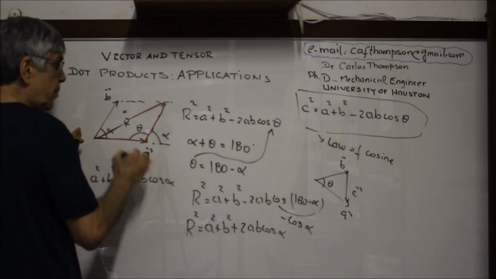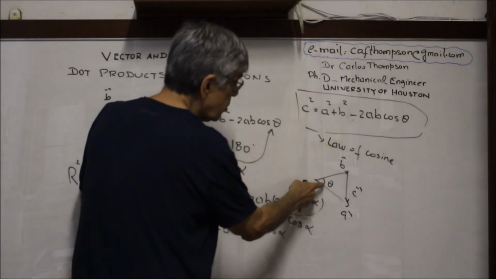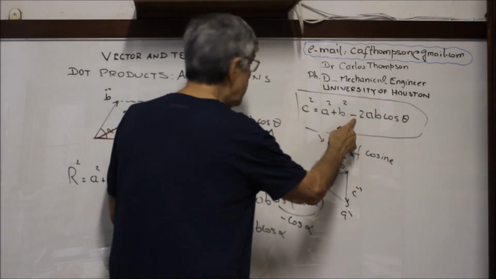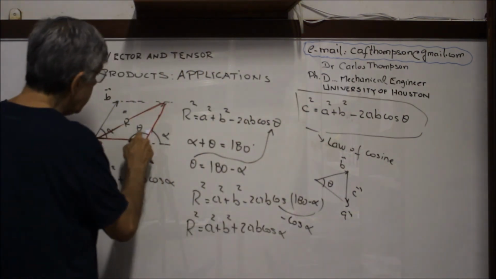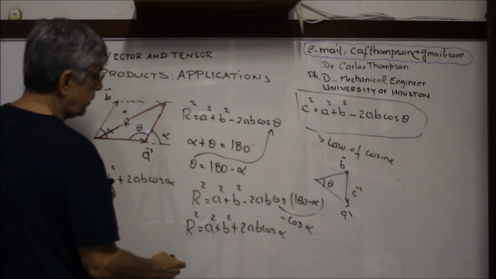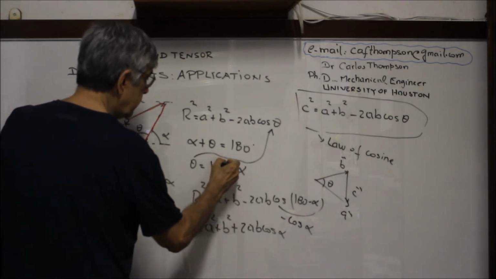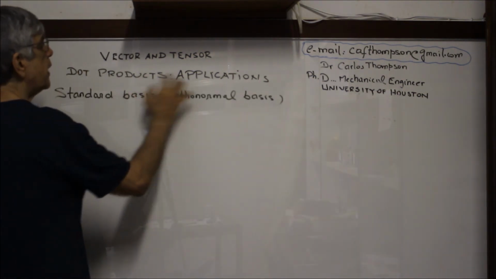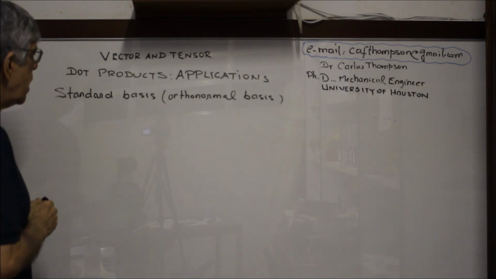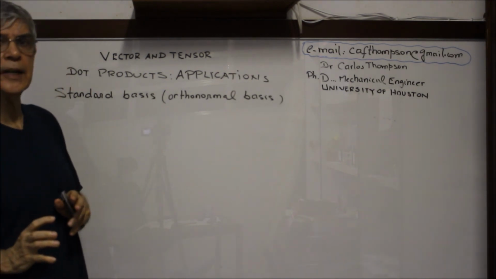The same thing, the same as there. And here you have an angle that is less than 90 degrees. That's why I have minus here. And here we have the angle greater than 90 degrees. That's why you put plus here. So alpha plus theta is 180 degrees. Another application of dot products. I would say that's the most important application.